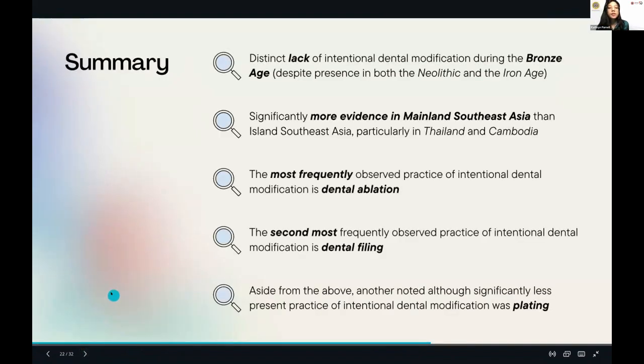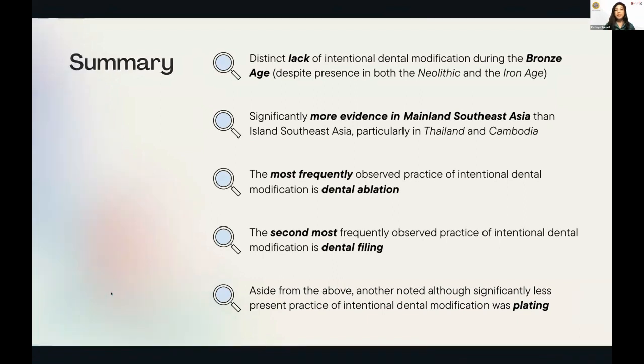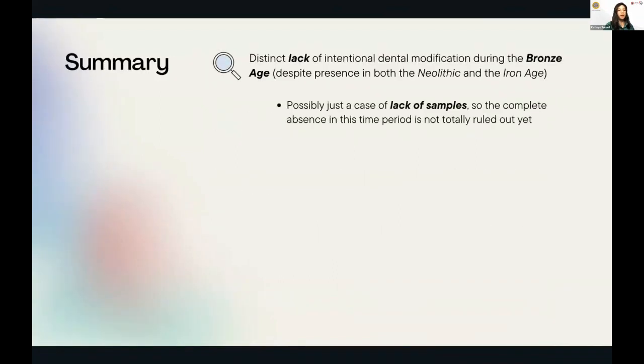Okay, so in terms of a summary, there were five things that I really was able to observe from my analysis. First and foremost is that there were no individuals or samples that were dated to the Bronze Age in particular, which made it interesting because there were samples from both the Neolithic that came before it and the Iron Age that came after it. I'm thinking this might also just be a case of the lack of samples from the Bronze Age. And so I don't exactly say that there is a complete absence from this time period.